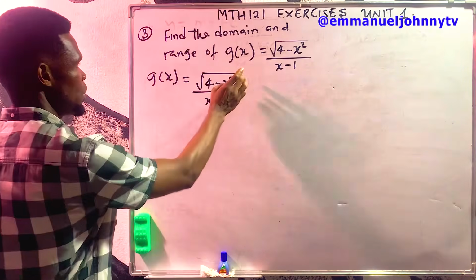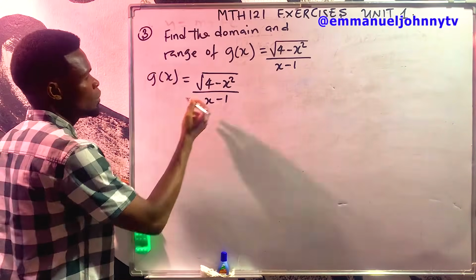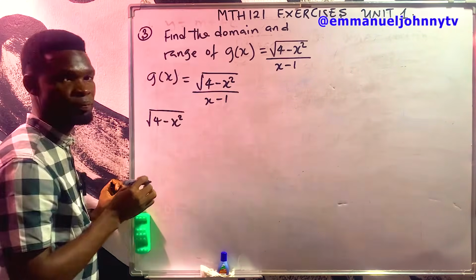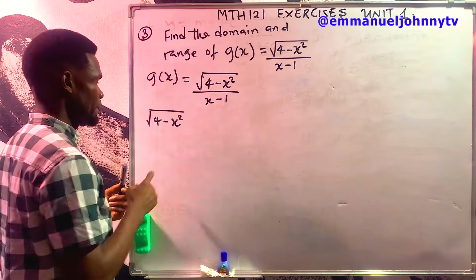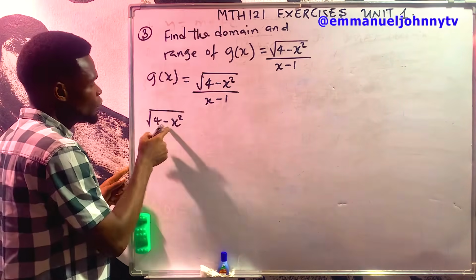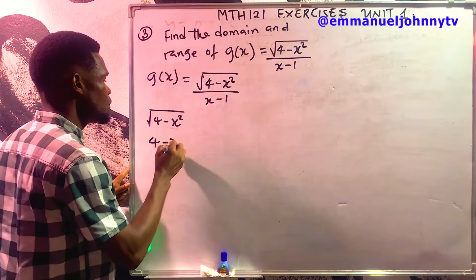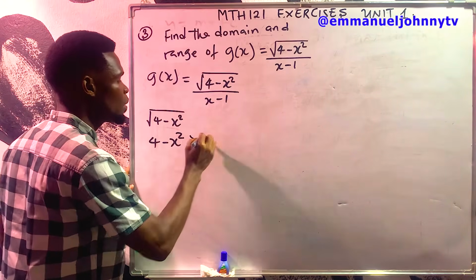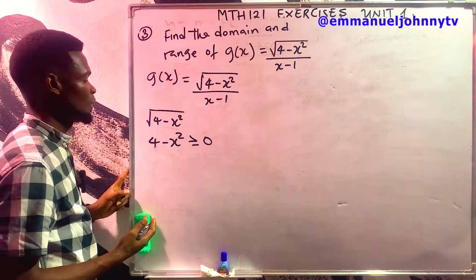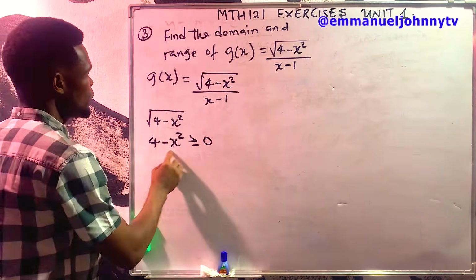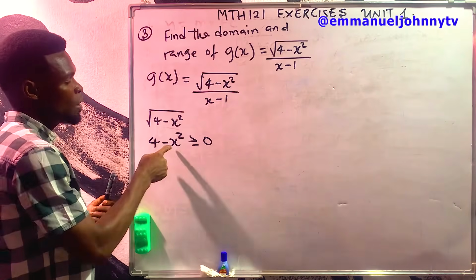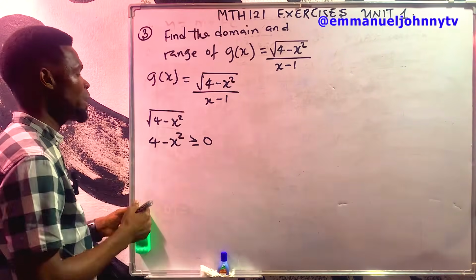Now let's start with the numerator. So the numerator is a root function, that is root 4 minus x squared. For this function to exist, the function inside, which is 4 minus x squared, must be greater than or equals to 0. I have said that in example 1 already. So with that understanding, let's solve for the values of x. Of course, this is a quadratic inequality. Anytime you have power 2, that is quadratic. So let's collect like terms.